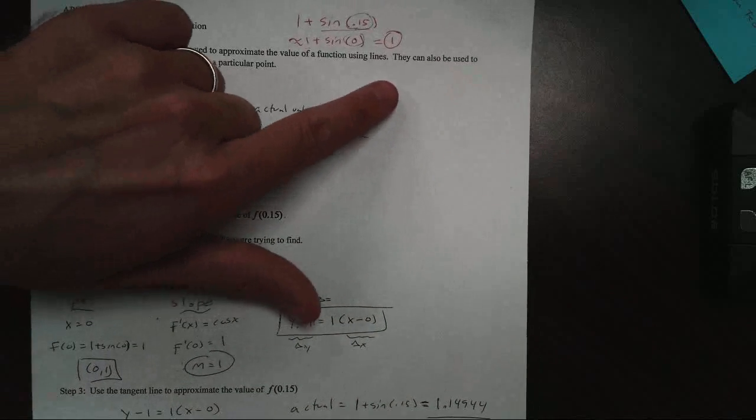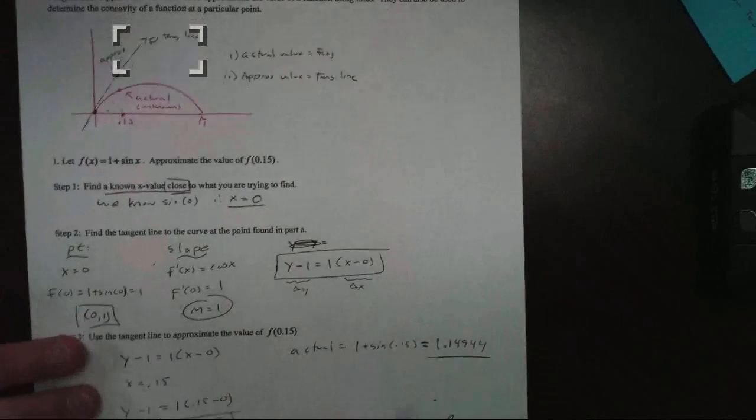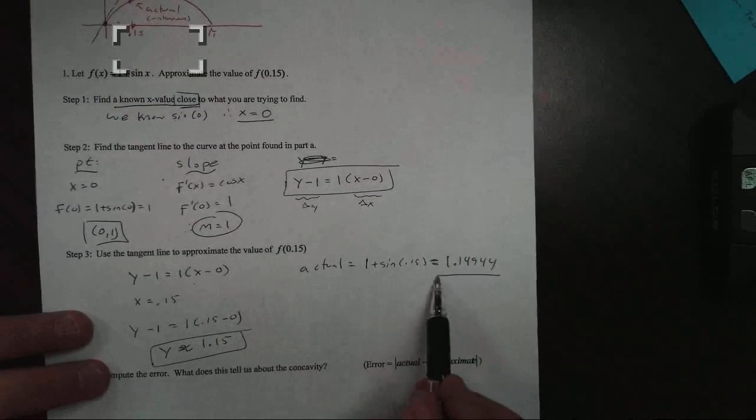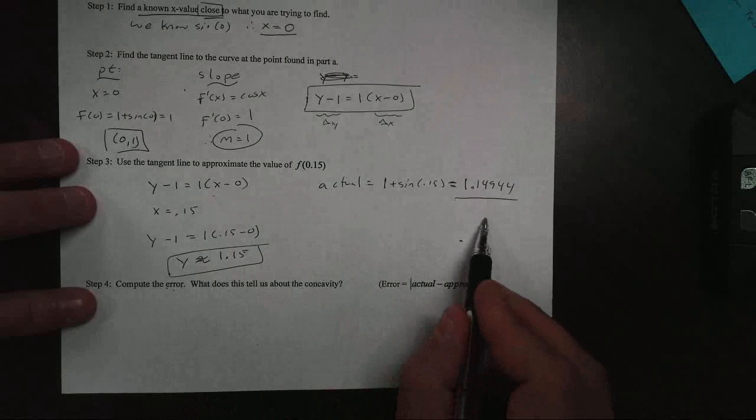Look, our original guess was just 1. That's using elementary school approximations. But by using the tangent line, look how much closer we are. And how close are we? Well, that's our error.